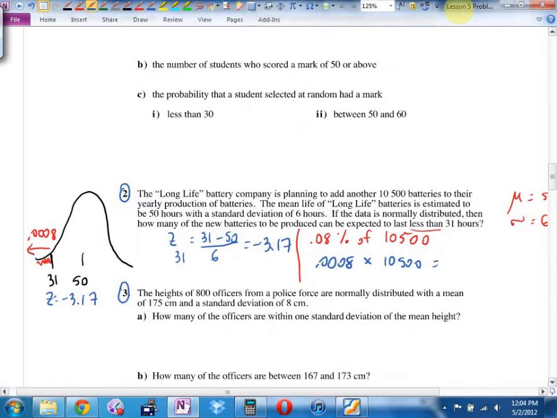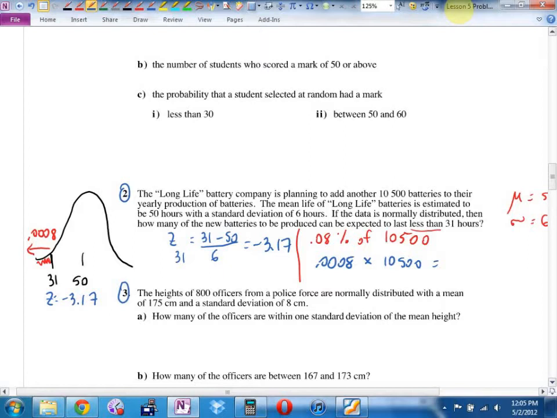Yeah, that's pretty good. Very few. That means, you know what, they could probably offer that as a warranty if this was a company. They could say if your battery dies before 31 hours, we'll replace it for free, because 8 batteries out of 10,500, we can afford that.